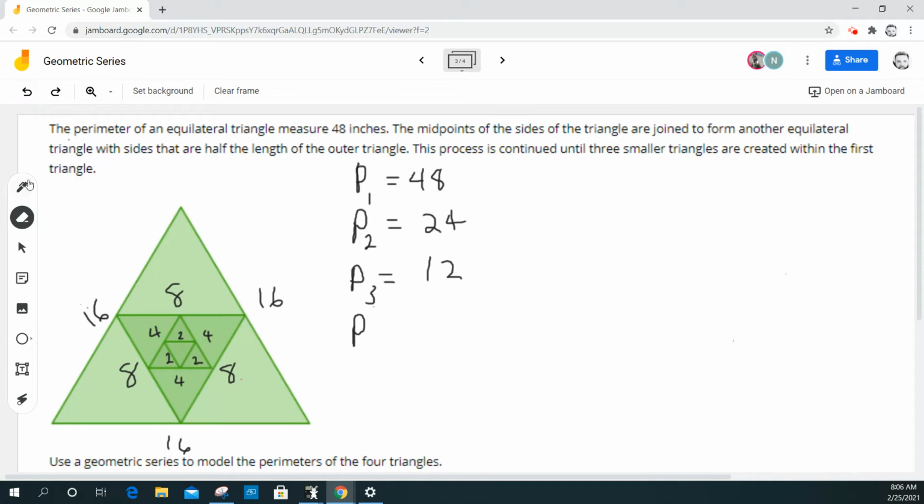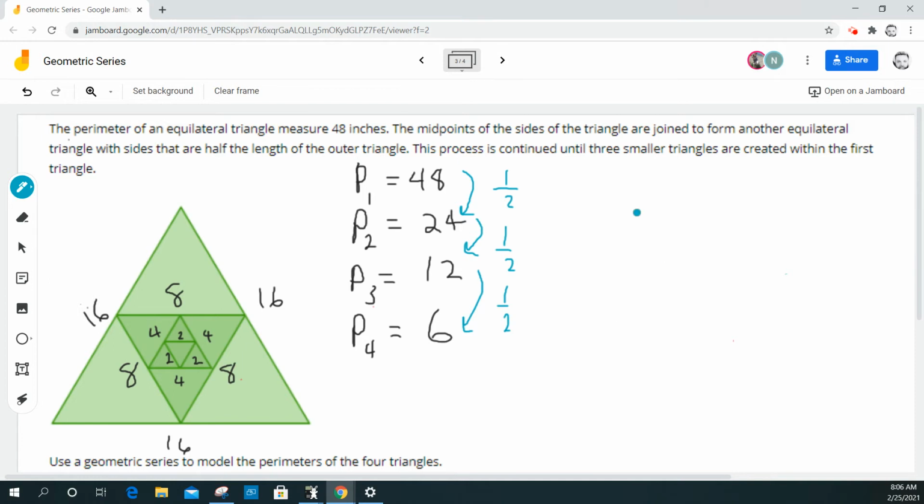So if I think about all the perimeters of these triangles, I have a geometric sequence. So to get from here to here, I multiply by 1/2. To get from here to here, I multiply by 1/2. And to get from here to here, I multiply by 1/2. So then the question is, use the geometric series to model the perimeters of all 4 triangles.